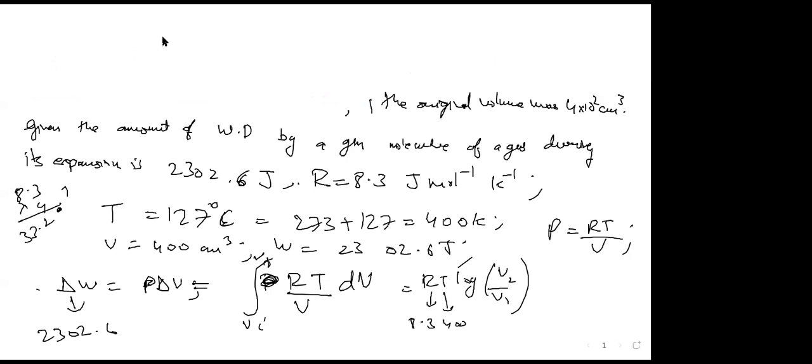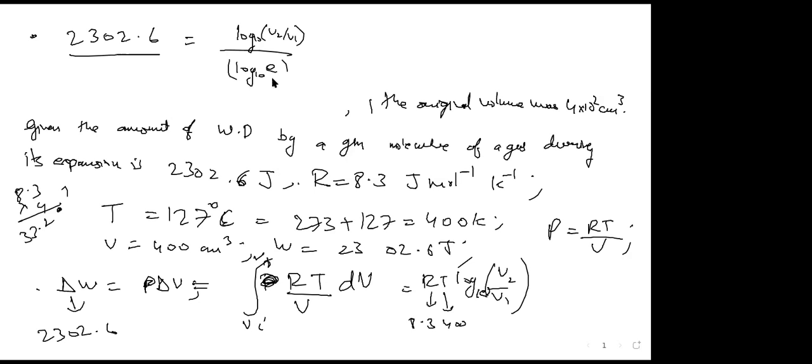कोई बता सकते हैं इस लॉग का बेस क्या होगा? Sorry, E. Yes, E, natural base. Lovely. So what do you get? You get 2,300. इसको अगर 10 में कन्वर्ट करेंगे so it will be 2.303 which will cancel this 2302 something. So essentially log base E is equal to log base 10 of V2 by V1 divided by log E base 10, right? What is log E base 10?